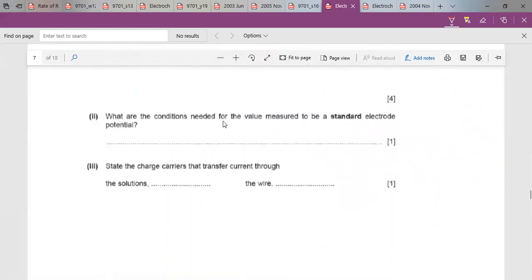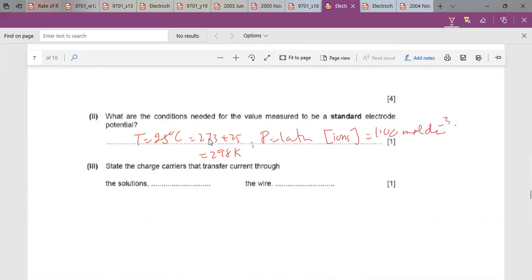Say here, what are the conditions needed for this value to be measured as standard? The 3 things. Remember, temperature is 25, or you can put 273 plus 25 equals 298 Kelvin. Now you want to be perfect in a sense: 1 atmosphere, and concentration of ions equals 1.00 mole per dm cube. There are 3. In fact, there are 4. If it is not a metal electrode, you will use platinum as a neutral electrode. Sometimes they want this.